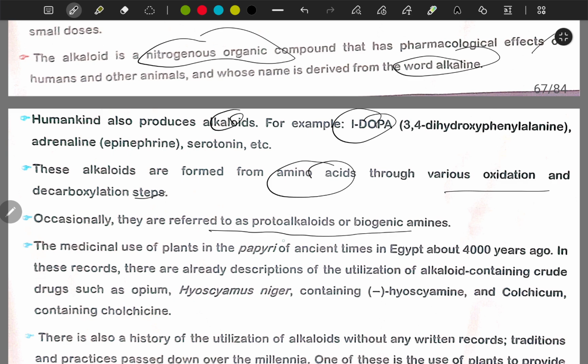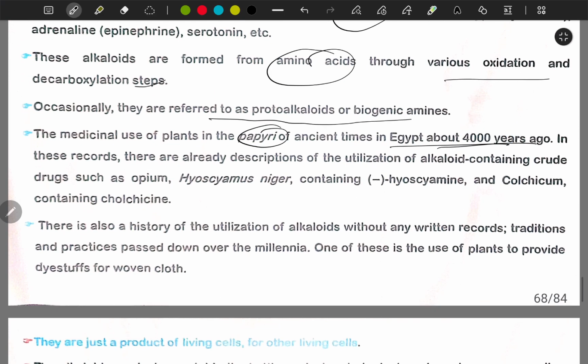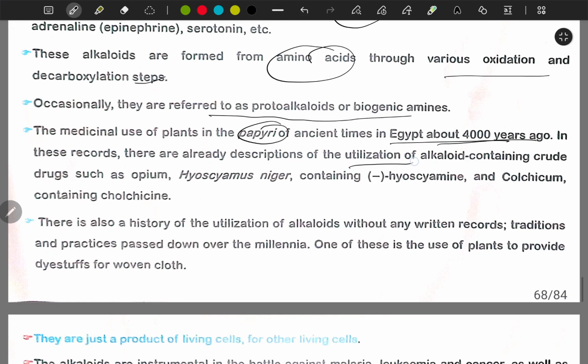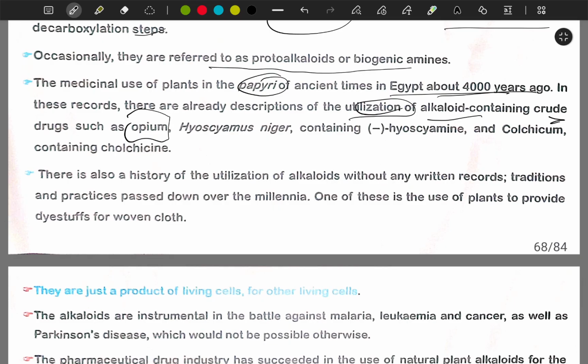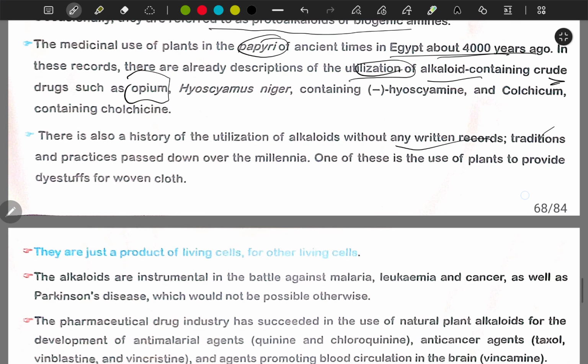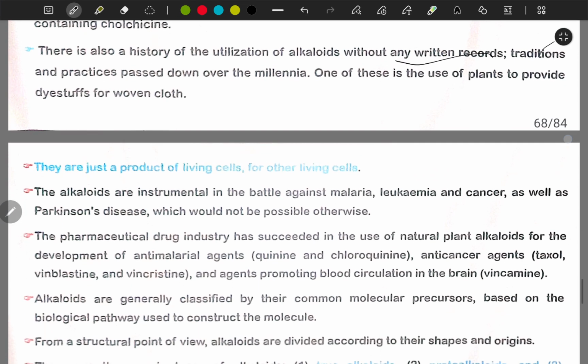The medicinal use of plants is recorded in the papyri of ancient Egypt about 4,000 years ago. In these records, there are descriptions. There are also medicinal papyri in Asia. In these records, there are descriptions of utilization of alkaloid-containing crude drugs such as opium, hyoscyamus niger containing hyoscine, and colchicum containing colchicine. There is a history of utilization of alkaloids without any written records, in traditional practices passed over the millennia. One of these is the use of plants to provide dye stuff for woven cloth. These are just a product of living cells for other living cells.